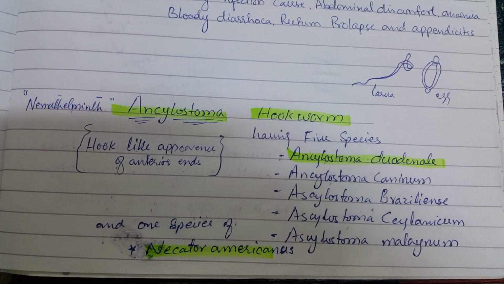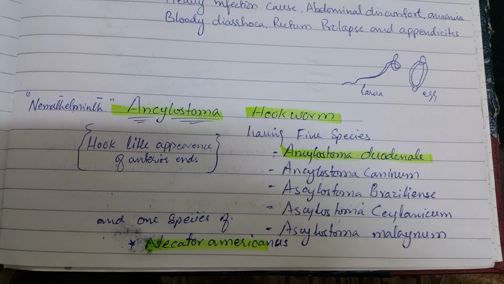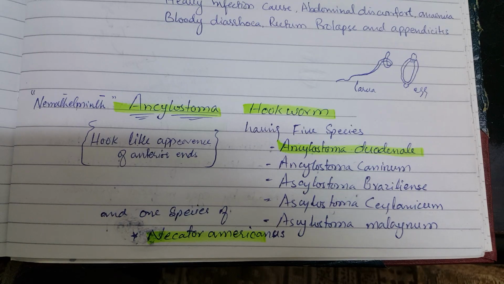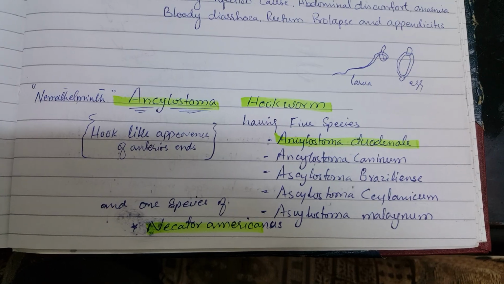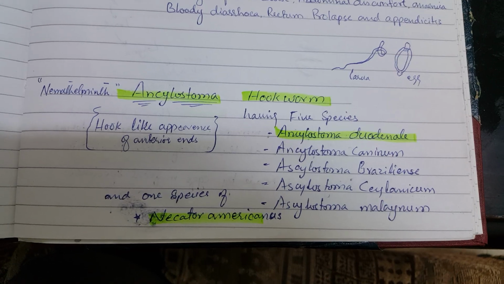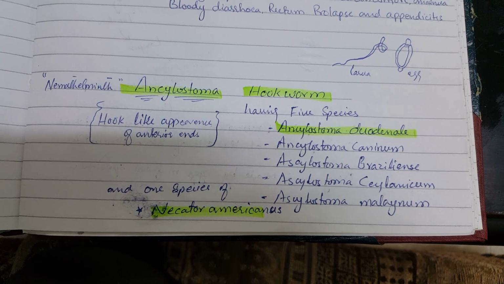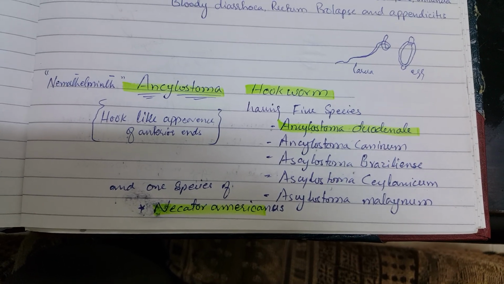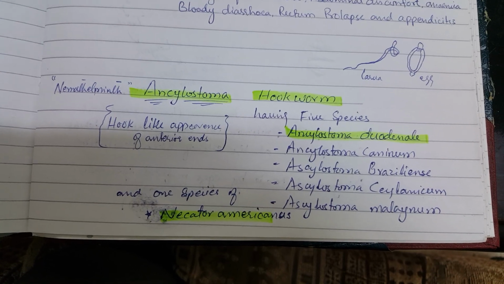An intestinal nematode, Ancylostoma, which is a hookworm, has 5 species, and among these, Ancylostoma duodenale and Necator americanus are the pathogenic organisms. It has a hook-like appearance of the anterior ends. Necator americanus and Ancylostoma duodenale are approximately similar to each other, but Ancylostoma duodenale is the old world hookworm, and it is called hookworm because of the hook appearance of the anterior ends.